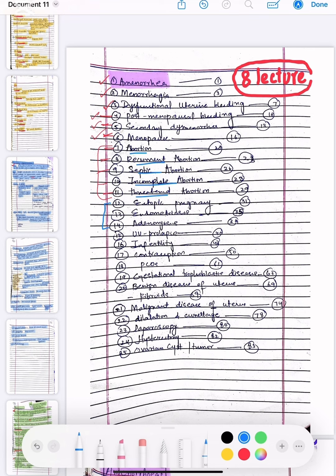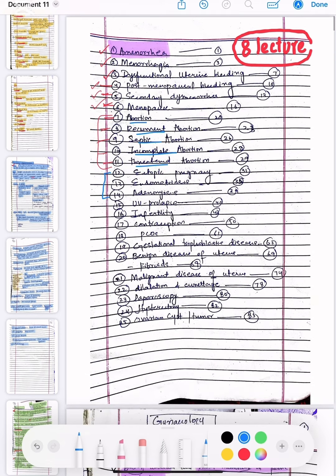Okay, so we have started the preparation for the gynecology subject and we have already discussed some topics in the previous videos. I have uploaded 3 videos. So we have discussed amenorrhea, menorrhagia, dysfunctional uterine bleeding, postmenopausal bleeding, secondary dysmenorrhea and menopause. And in the third video I have discussed abortion, recurrent abortion, septic abortion, incomplete and threatened abortion. Now in this portion we are going to discuss ectopic pregnancy, endometriosis, and adenomyosis.